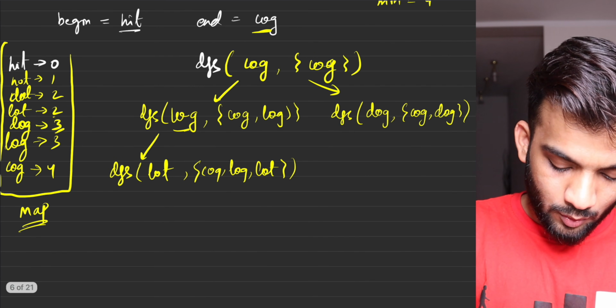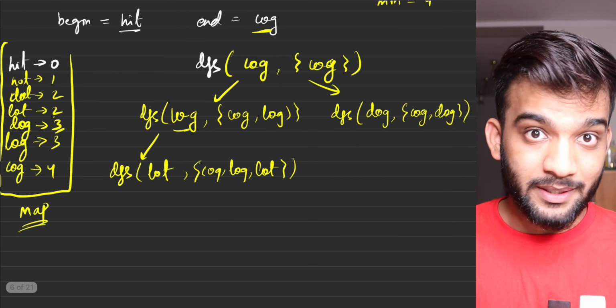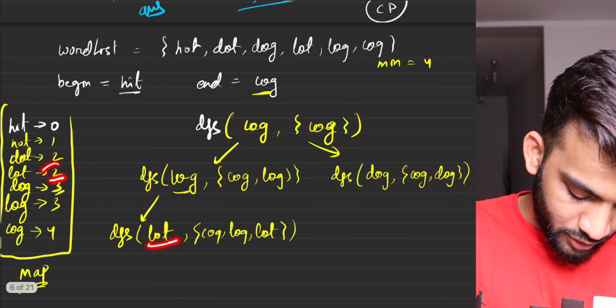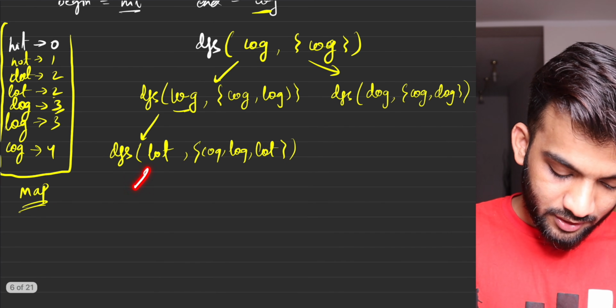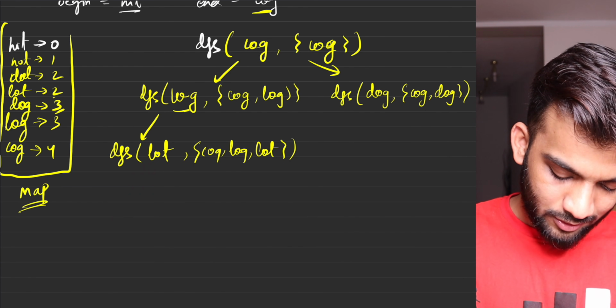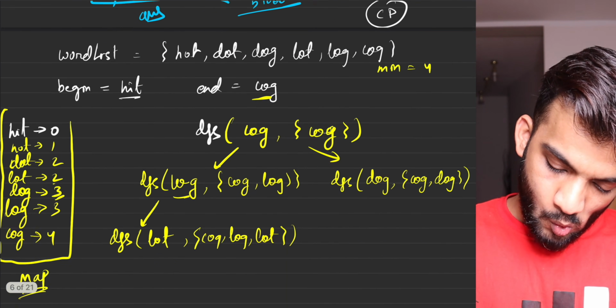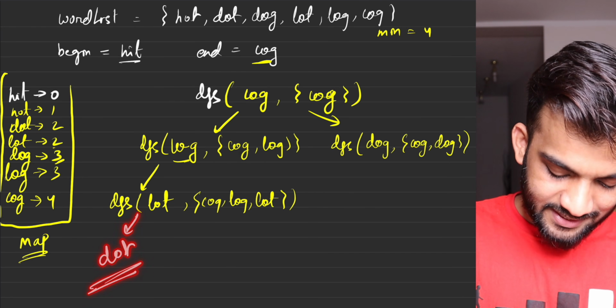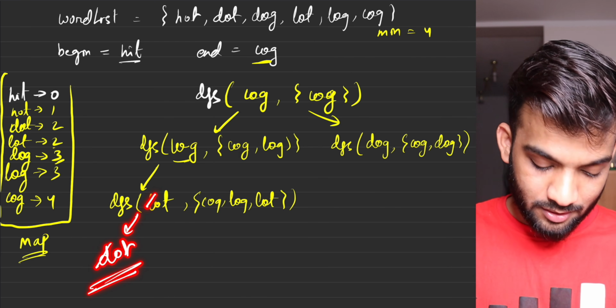Right? Next, what can lot be converted to? Lot can again be converted into a lot of things. But what's the value of lot? 2. So when we try to convert it into something like, let's say, lot to dot, is this possible? Yes, L can be changed to D, but what's the value of lot?